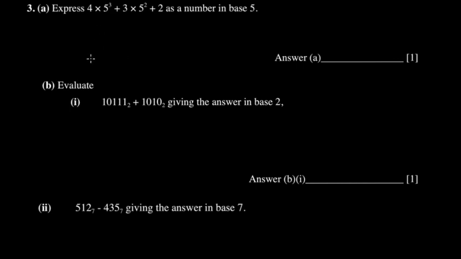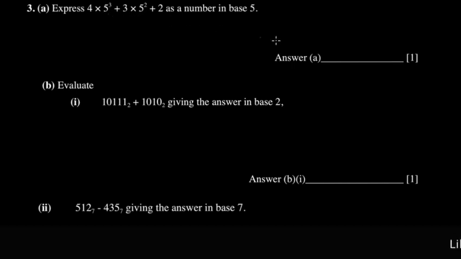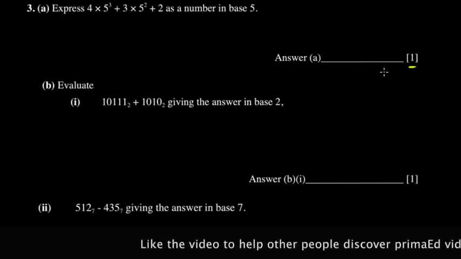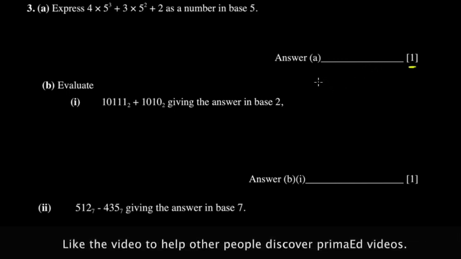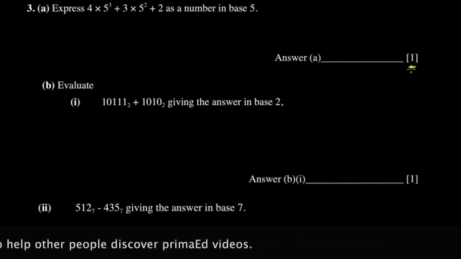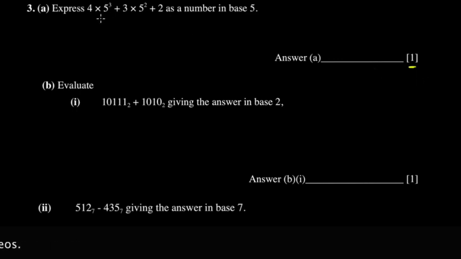Question 3 says: express 4 times 5 to the power 3 plus 3 times 5 to the power 2 plus 2 as a number in base 5. What you realize is you only have 1 mark here. Usually when you're given 1 mark, it simply means the answer is either immediate, you can work it out in one step, or something you can recall from memory. If you're not sure, just look at the marks. The marks tell you how much work you're supposed to put in. If this were a difficult question, you'd maybe have 3 marks. There's a reason you have only 1 mark.